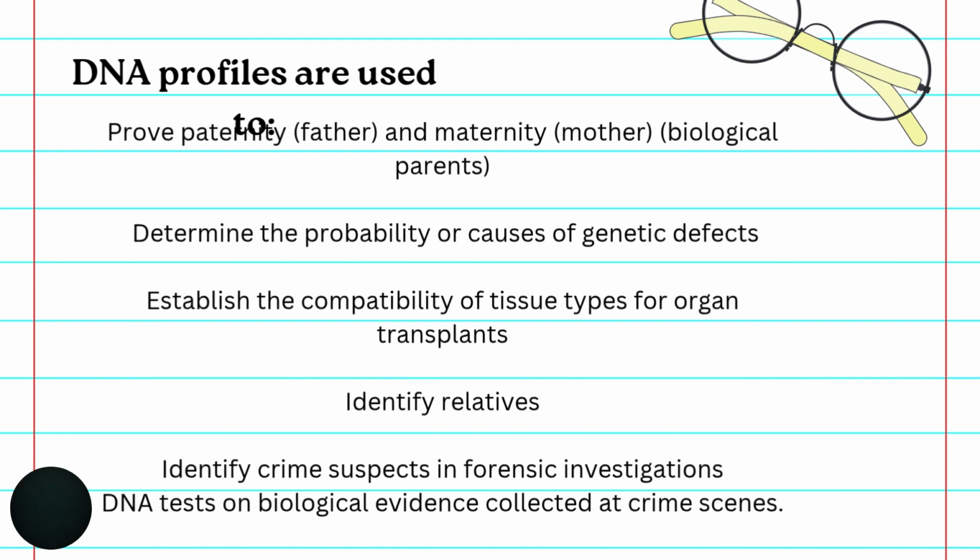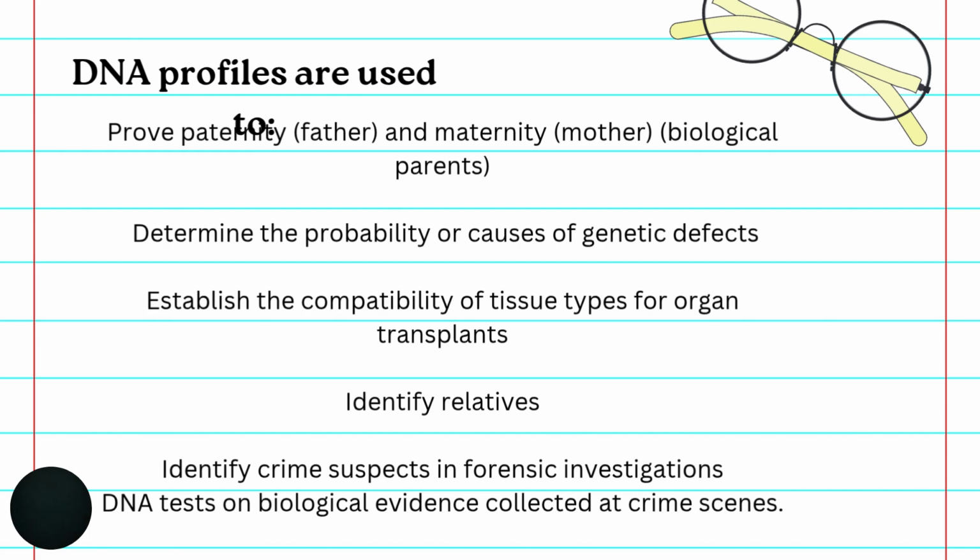Also, it is used to establish compatibility for tissue types for organ transplants. If you are receiving an organ, maybe you need a new kidney or heart, they have to check your blood type to see if you are compatible and your body won't reject this organ.